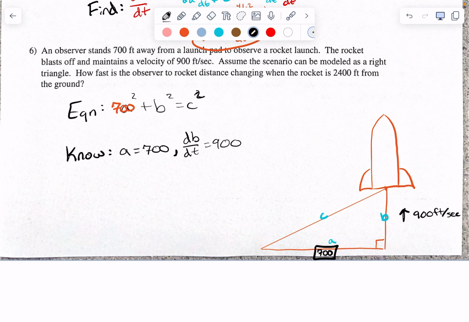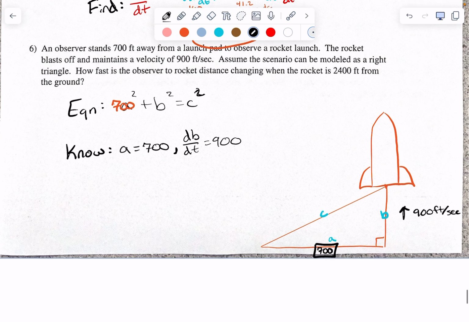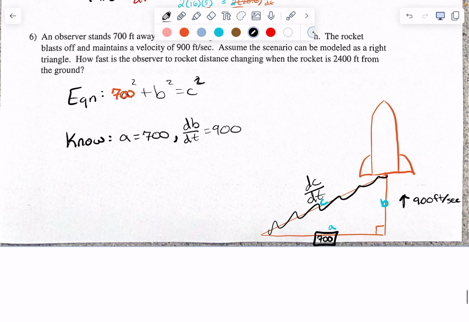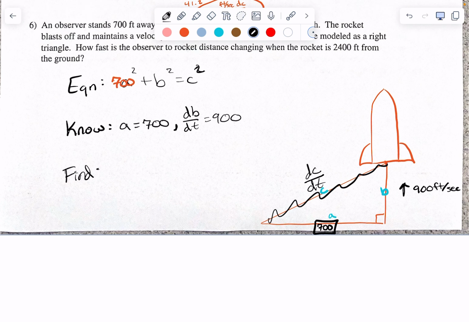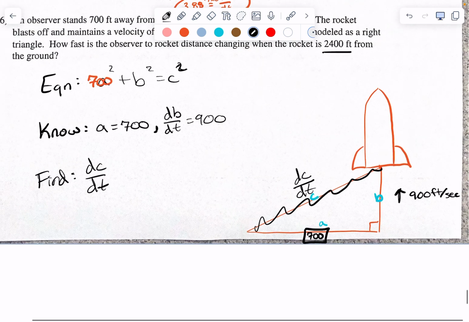So what are we trying to find? How fast is the distance changing? We're looking for the rate of change of C. We're trying to find dC/dt, right? How fast is this distance changing? So find dC/dt when the rocket is 2,400 feet from the ground. What's that mean? That's what we plug in for B. B equals 2,400.